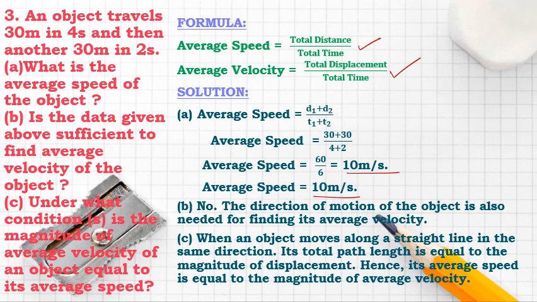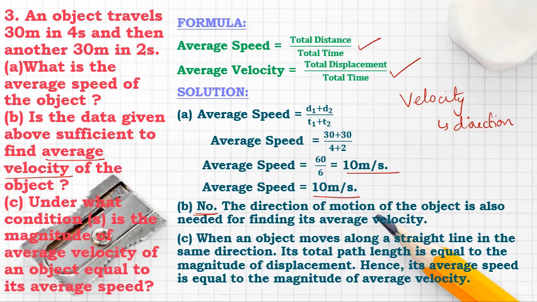What is the next question? Is the data given above sufficient to find the average velocity of the object? The answer is no, because the direction of the motion is also needed, since velocity is dependent on the direction. They have not given us any detail about the direction, so we cannot come to any conclusion on finding the average velocity, so it is not possible.